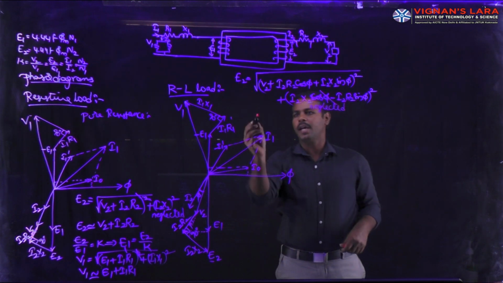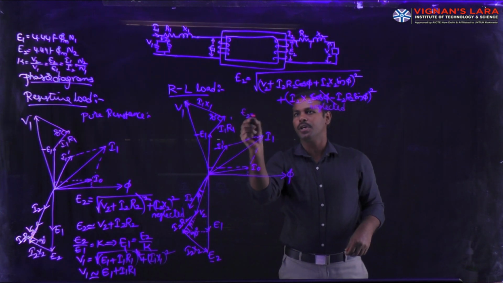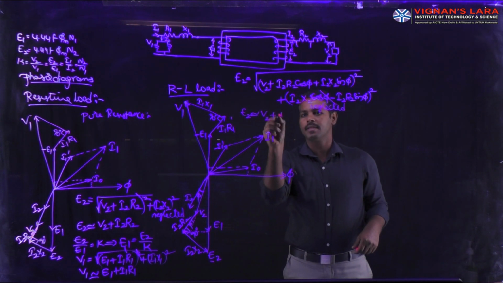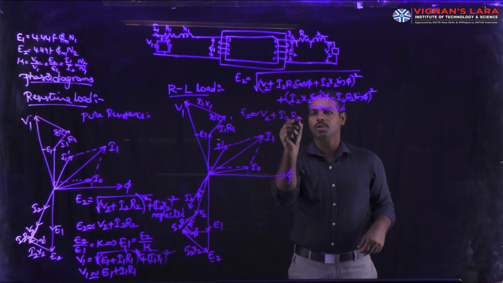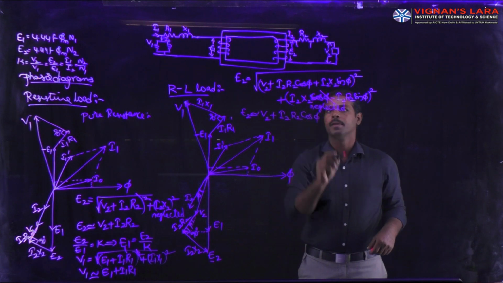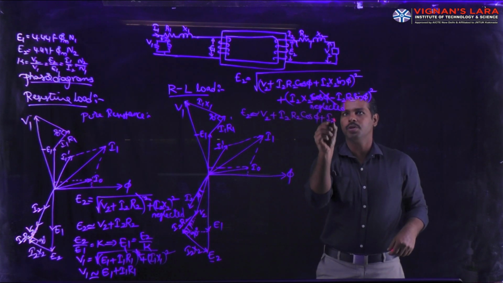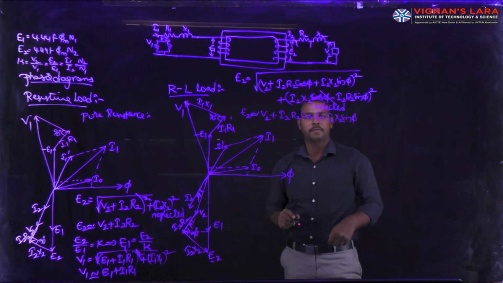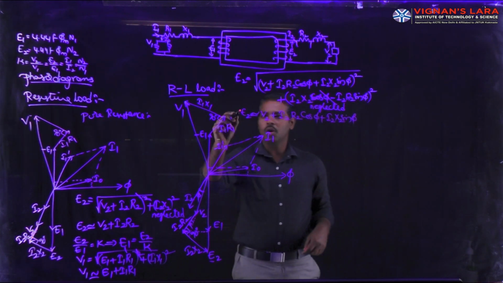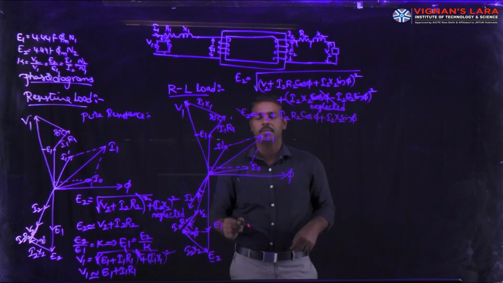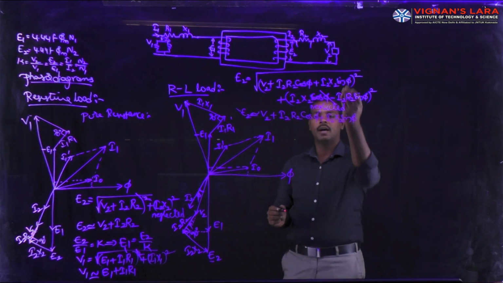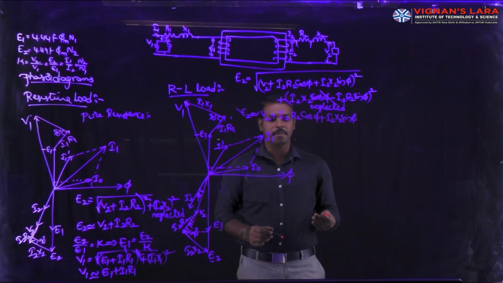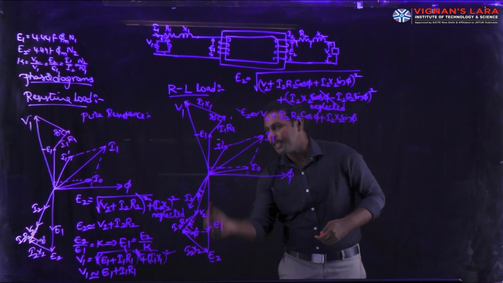So what about the value of E2? E2 is approximately equal to V2 plus I2 R2 cos phi plus I2 X2 sin phi. This is the voltage induced in the secondary winding by connecting the RL load across the load terminals.